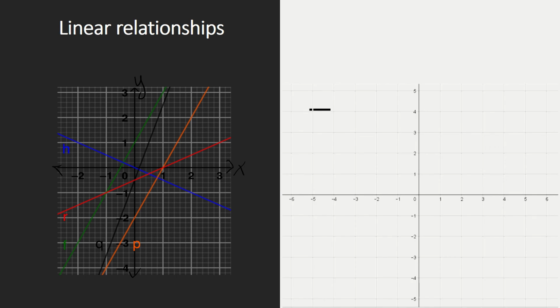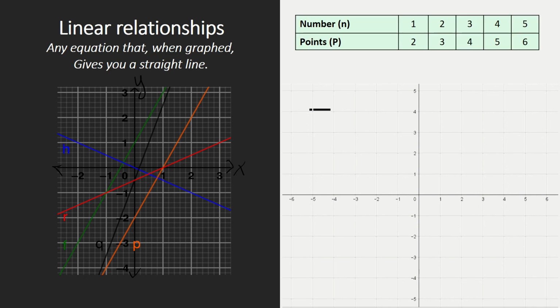We always put the dependent variable on our y-axis, so in this case, our P-axis. And our independent variable is on the horizontal x-axis, so in this case, the n-axis. We can plot those points as we learned in the last video.